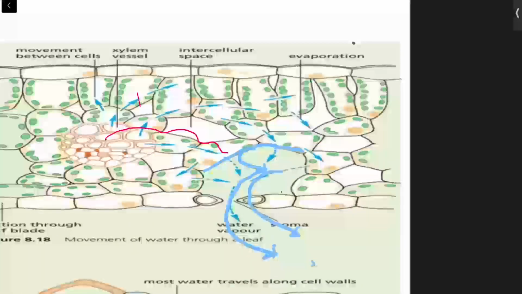Why am I not saying that it is moving out through osmosis? What's the reason? Why didn't I say that it moves out through osmosis? Okay, good. That's one. Very good. Okay, what else? More important thing.